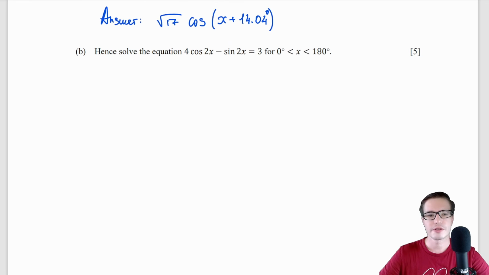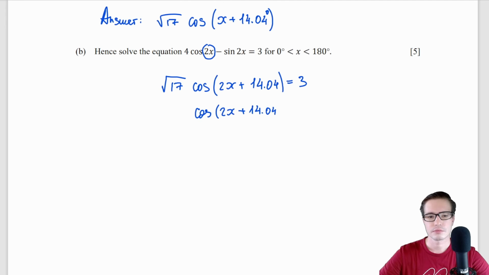And now we'll have to use it to solve the equation. So now let's replace our left side with the result from the previous question, and notice that we have 2x instead of just x. Divide both sides by square root of 17. And take the inverse cosine.